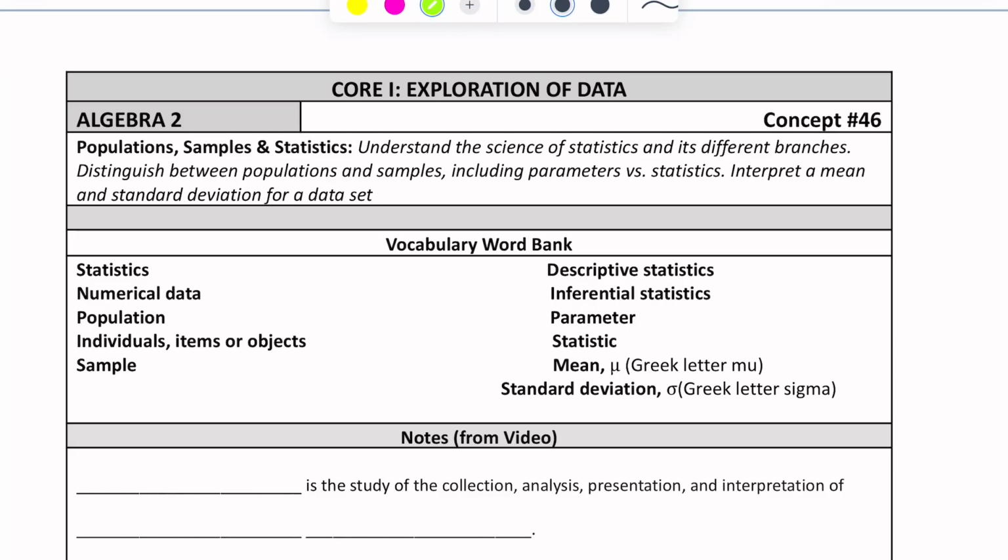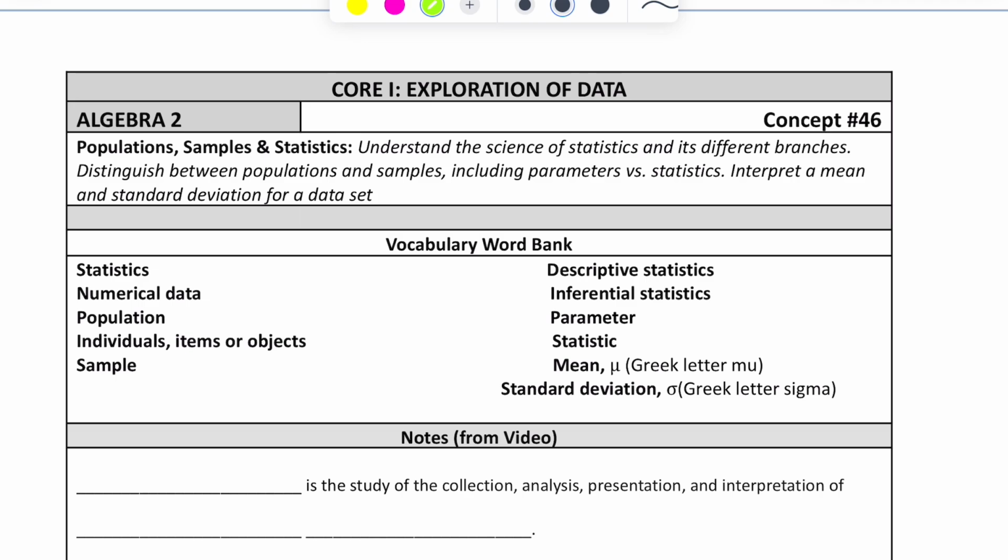Hello and welcome to the Concept 46 video for Algebra 2. This is the very first lesson in our Unit 10 on statistics. In this very first video we are going to be talking primarily about population, samples, and what statistics are.